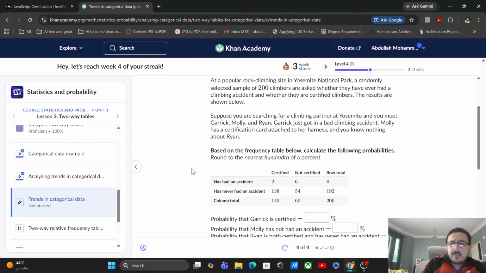Has had an accident: 2 certified, 6 not certified, 8 total. Has never had an accident: 192 total, 138 certified and 54 uncertified.